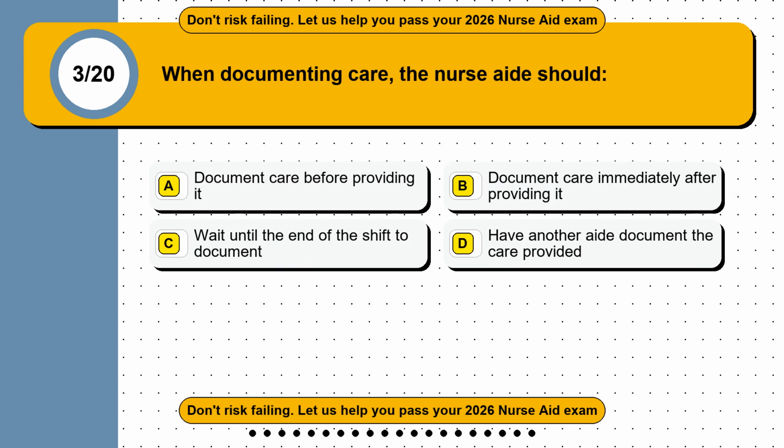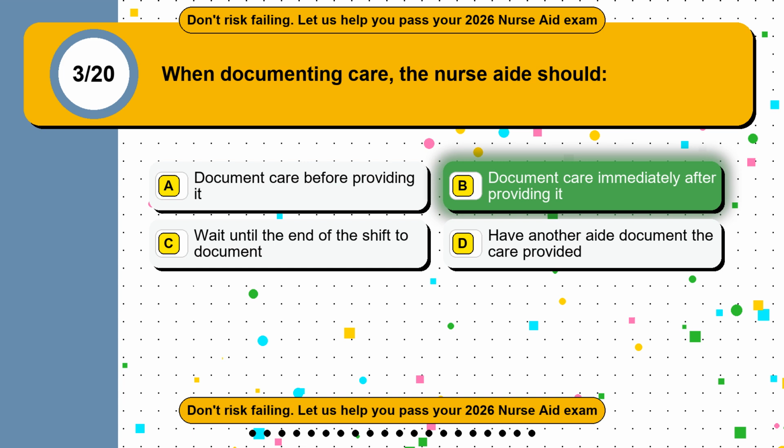Question 3. When documenting care, the nurse aide should: Option A, document care before providing it. Option B, document care immediately after providing it. Option C, wait until the end of the shift to document. Option D, have another aide document the care provided. The correct answer is option B, document care immediately after providing it.